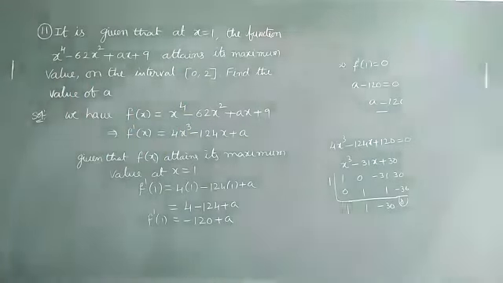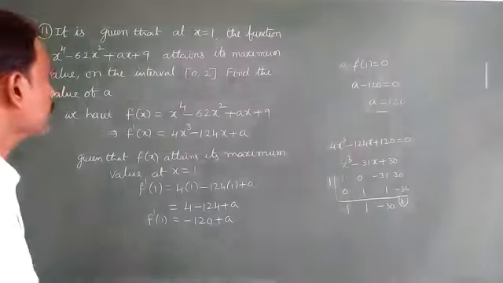The 11th one: it is given that at x equal to 1, the function x to the power of 4 minus 62x square plus ax plus 9 attains its maximum value on the interval 0, 2. Find the value of a.